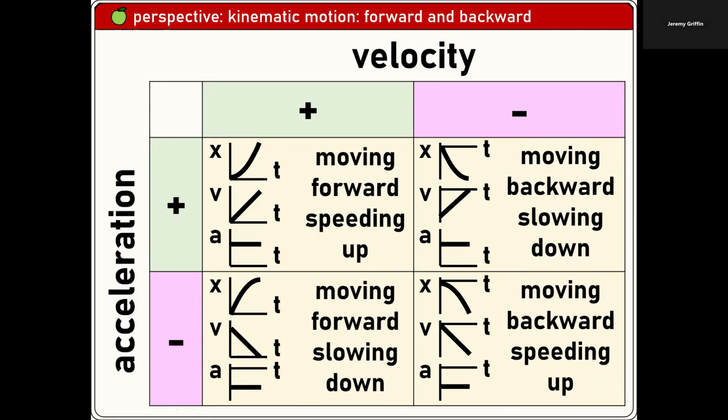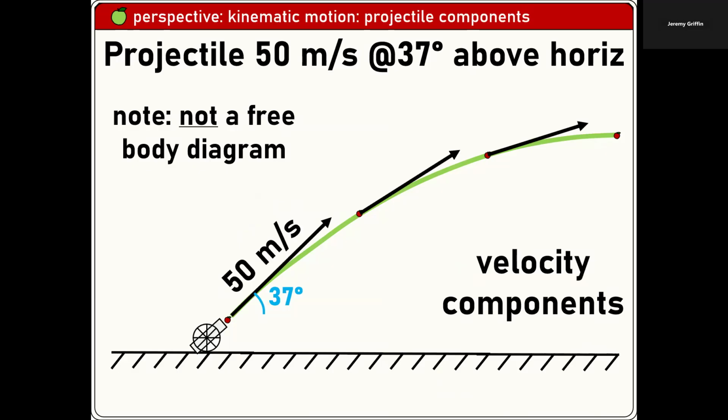All right, you guys got that. Yeah, let's go to projectiles. I think this may have been the first projectile I did with you guys. We got a cannon firing at 50 meters per second at 37 degrees from the horizontal. Can you break these into components?